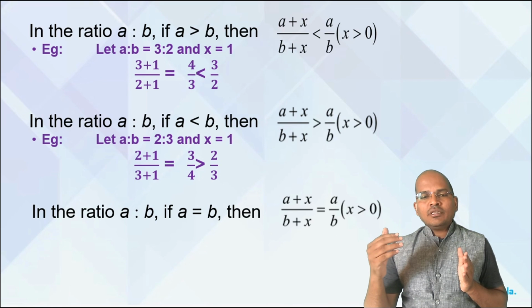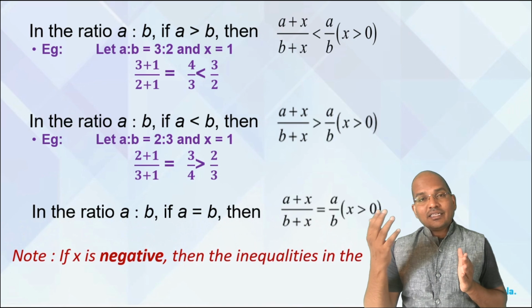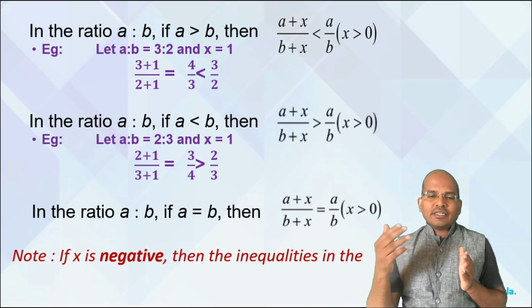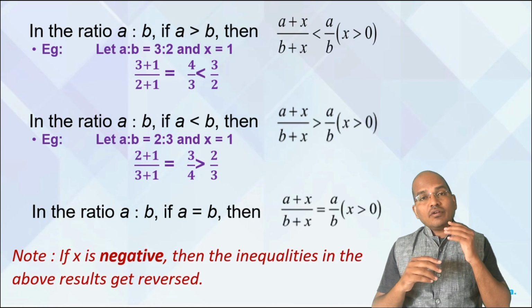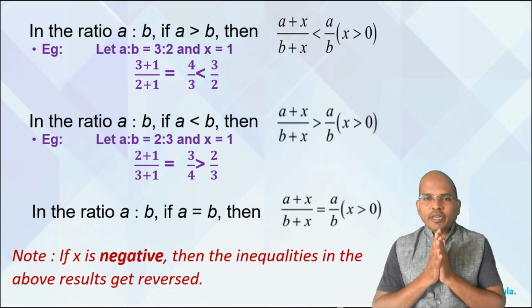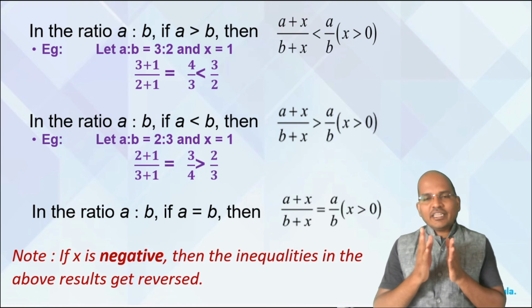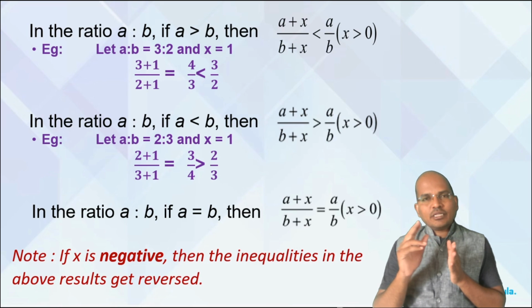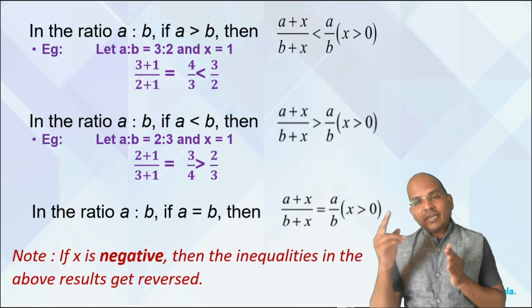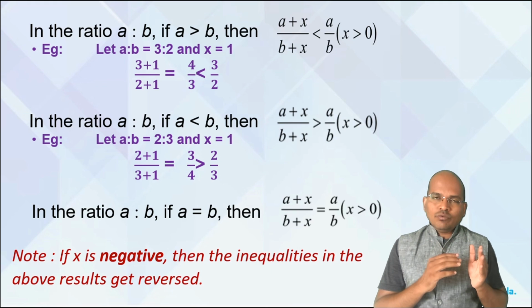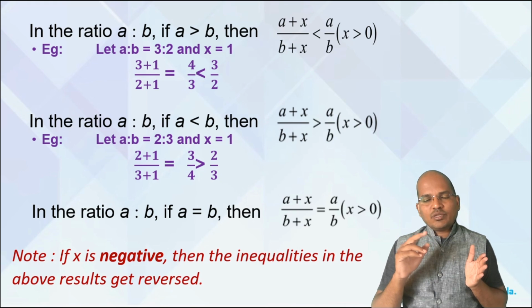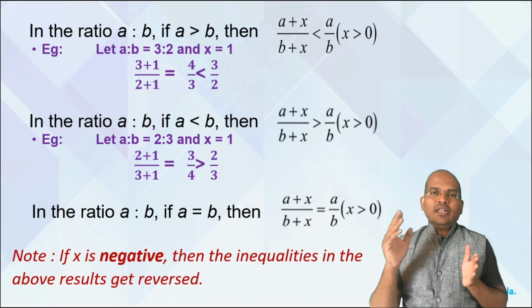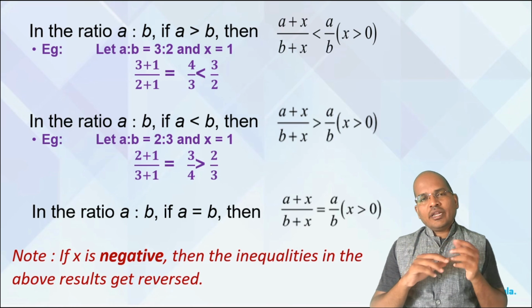Now, what happens if the value of x is less than 0? If the x is negative, then the inequalities in the above ratios will reverse. What do you mean by that? If a is greater than b, then a minus x by b minus x will be greater than a by b. And in case 2, when a is less than b, then a minus x by b minus x will result in a ratio less than a by b. So the inequalities will get reversed.